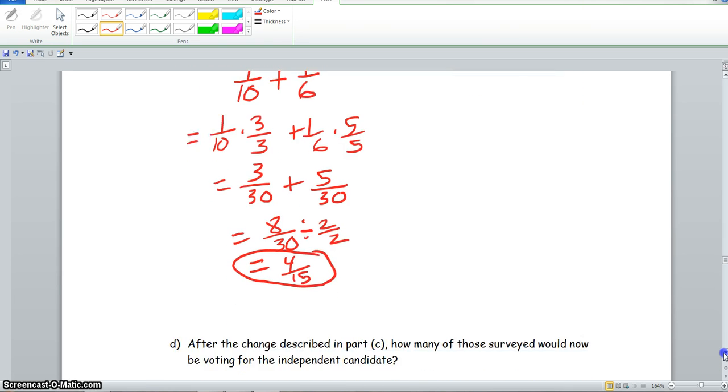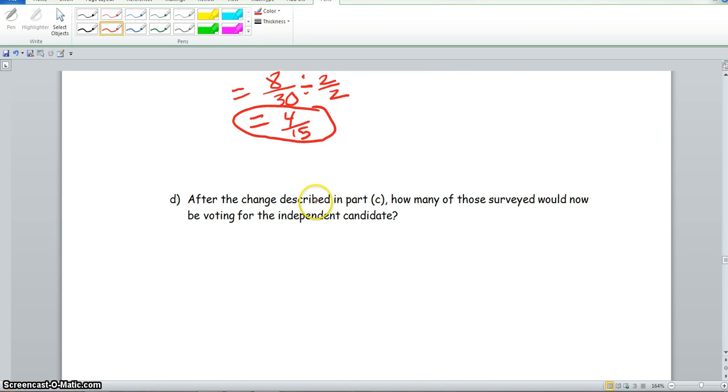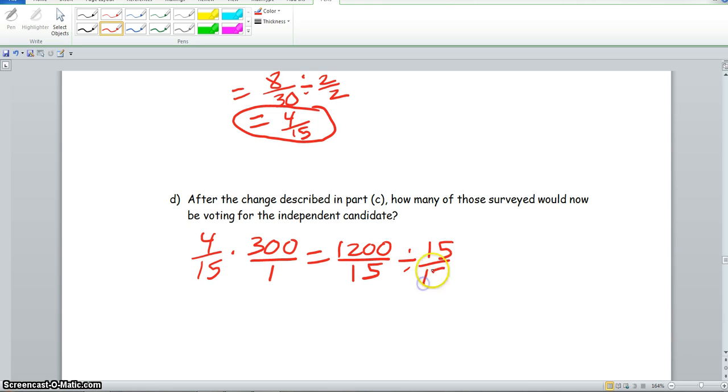Now we scroll down, and we go here to D. It says, after the change described in Part C, how many of those surveyed will now be voting for the independent candidate? So you have to take 4/15 times the total amount of people surveyed, which was 300. You will put it over 1. 4 times 300 is 1,200. And 15 times 1 is 15. Now we simplify this here. Both can be divided by 15.